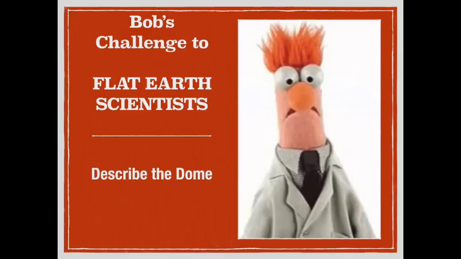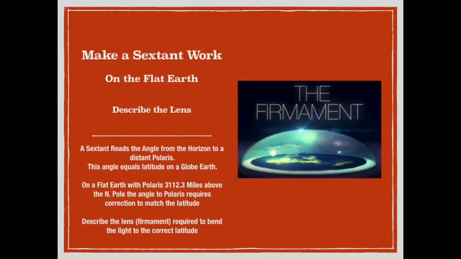Well, that's just fine and dandy. Obviously, we could have some refraction from a dome, and that refraction could indeed bend the light from Polaris to the correct angle for the sextant. Not a problem. Describe how the dome would have to be shaped in order to do this, and then you can use it. So let's clarify a few things.